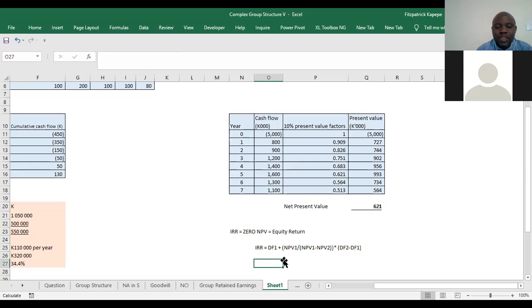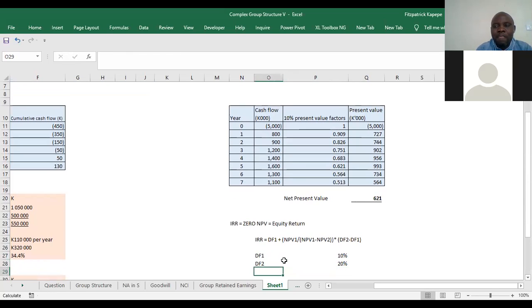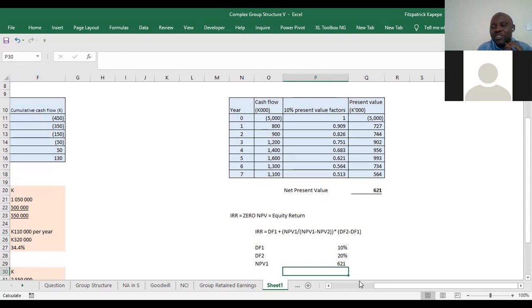So we know that we have the discount factor 1. Others would call it R1, is 10%. The discount factor 2 will use 20%. You will look at that table of yours. If it goes up 20%, that is what you use. NPV 1 equals to 621, depending on, if you are using Excel, it's 621. If you are just using your calculator, whatever, it's about 618.